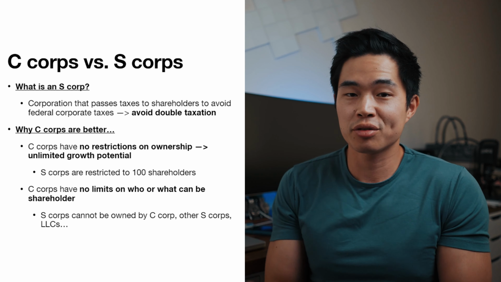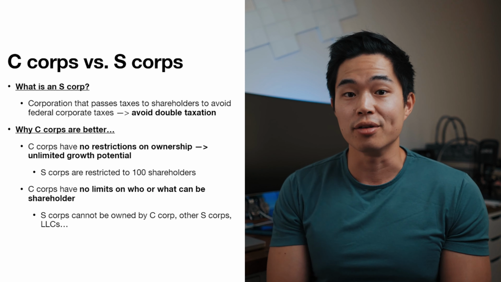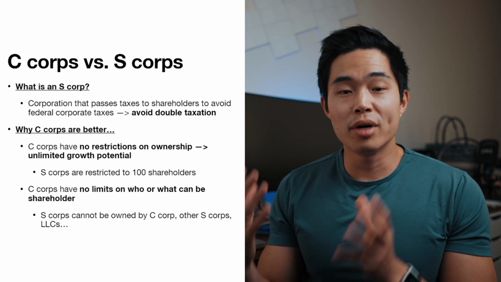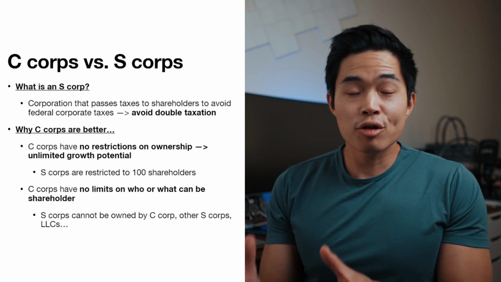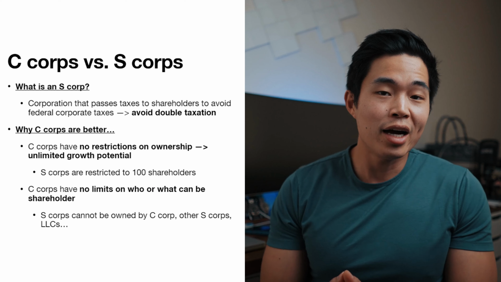But of course, I'm not a financial advisor, so I definitely recommend talking to your accountant to make sure that this works for you. Besides that, C Corps also don't have any restrictions on ownership, which can result in much higher growth potential. So with S Corps, we are restricted to 100 shareholders, whereas for C Corps, you can have as many as you want.